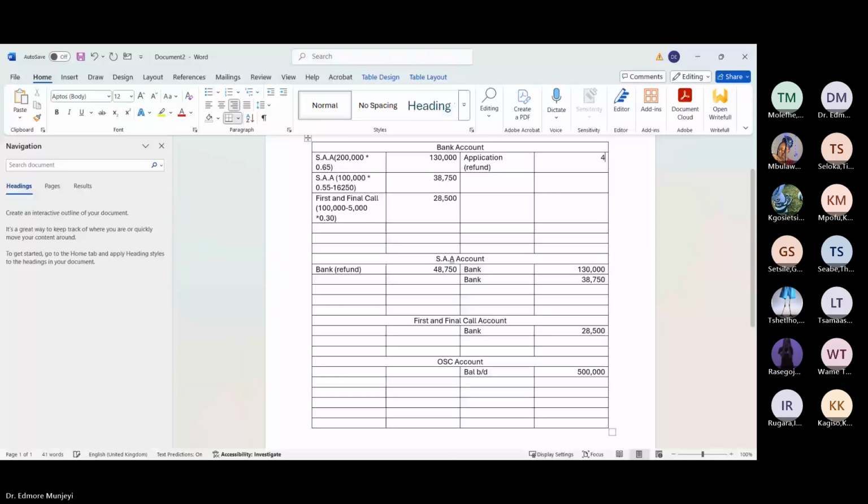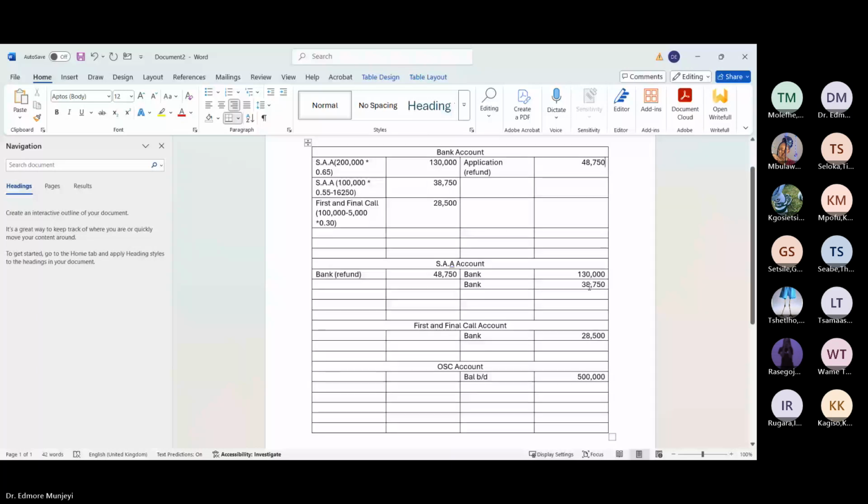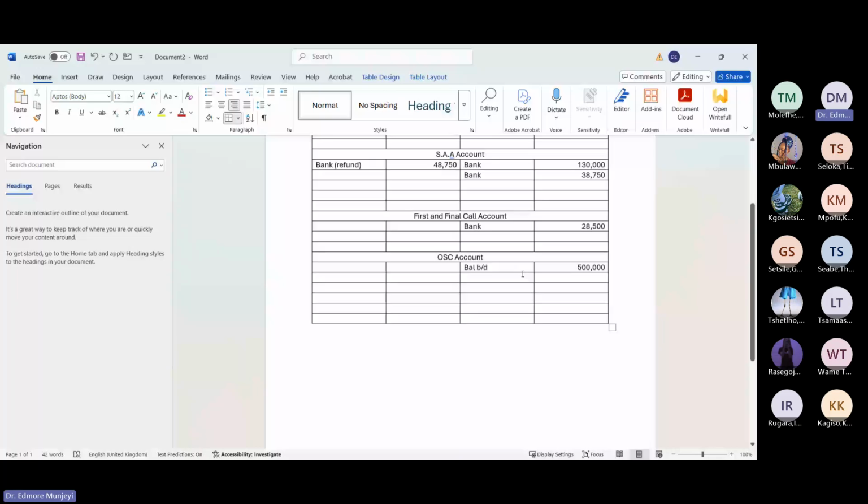Okay. Now, remember, we have a share premium. In our question it was written that our share premium rate is 0.50. So we are going to calculate that share premium. We are allotting 100,000 shares as a company. So we are going to say 100,000 times 0.5. So share premium.